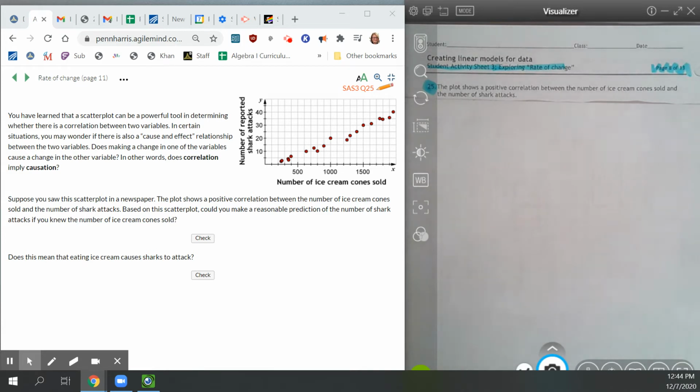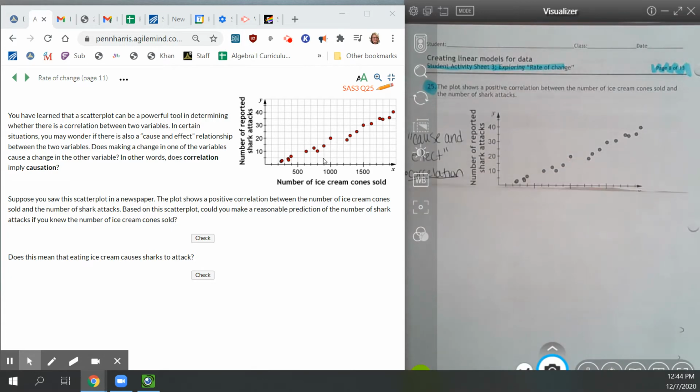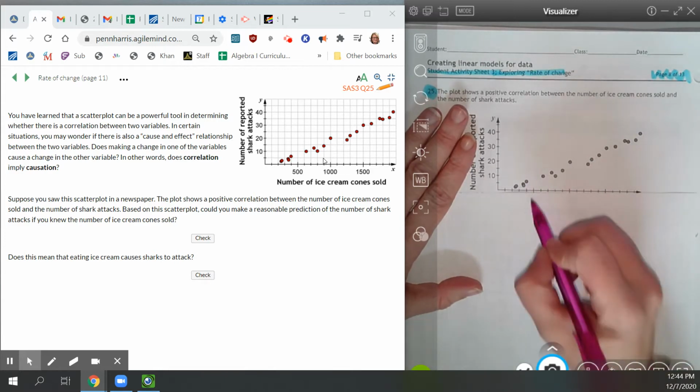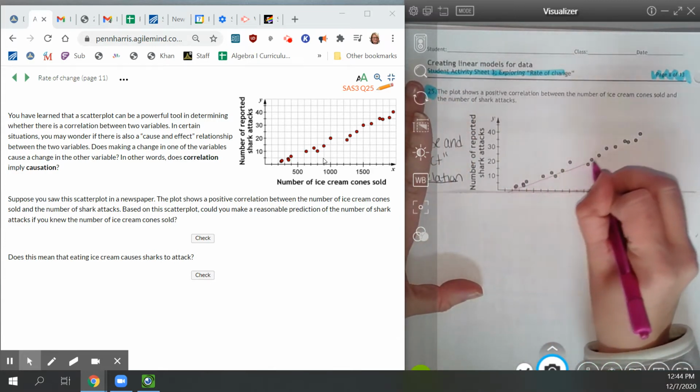So the big thing we want you guys to take out of this is a couple of key words here. Okay, so the first thing here, what you can see on the screen, we are comparing the number of ice cream cones sold and the number of reported shark attacks. On our other activity sheet, we talked about correlation with its positive correlation, negative correlation, and our data points being tightly formed together.